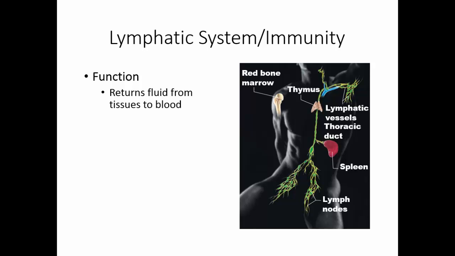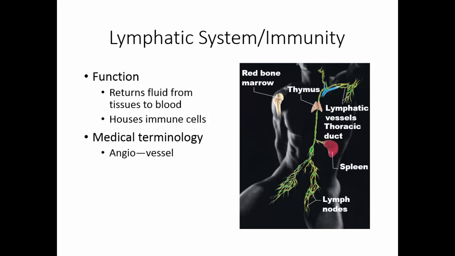As materials leave the blood to nourish the tissues, some of the blood fluid remains behind in the tissues. It's important that this fluid be returned to the blood, and that's one of the functions of the lymphatic system. The other function is that the lymphatic system houses the immune cells and helps protect your body from disease. In terms of medical terminology, angio is a term that means vessel.